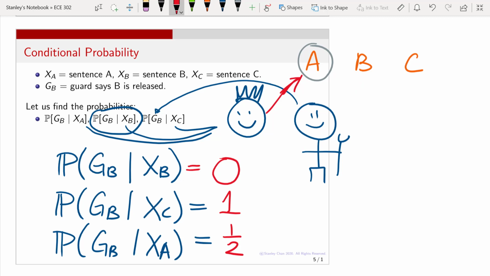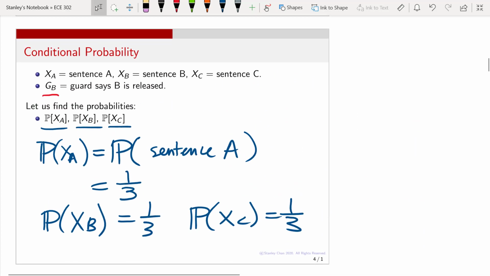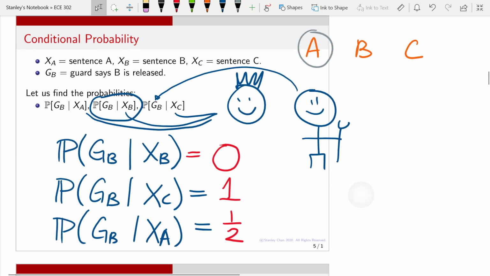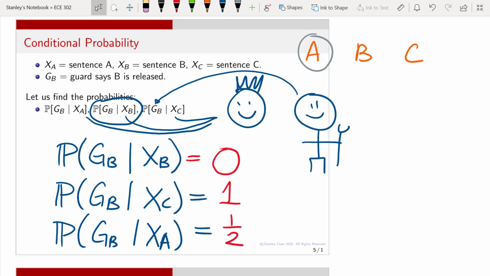So at this moment, we have calculated two sets of probabilities. One is the conditional probabilities, for which we have three numbers: 0, 1, and 1/2. The other one is from the previous slide, where we have all these 1/3, 1/3, and 1/3 probabilities. So these are just setting up the playground. We still haven't been able to answer the question, what has become wrong in this dilemma?